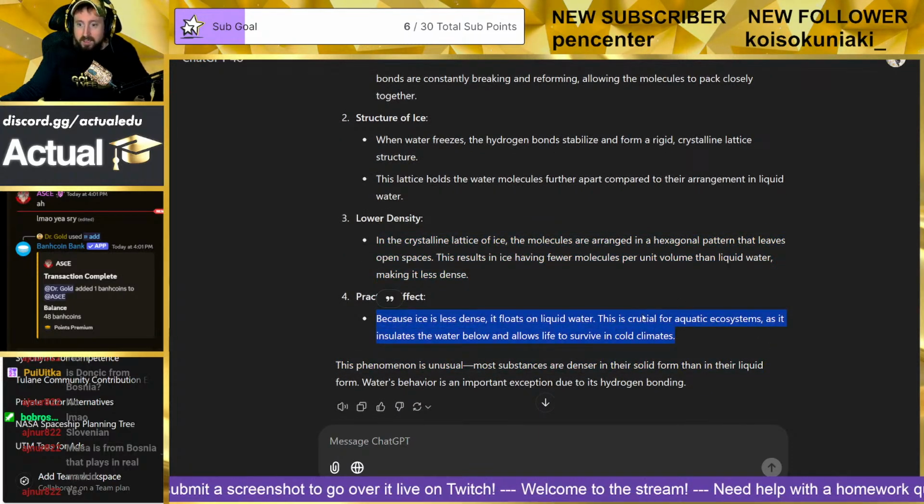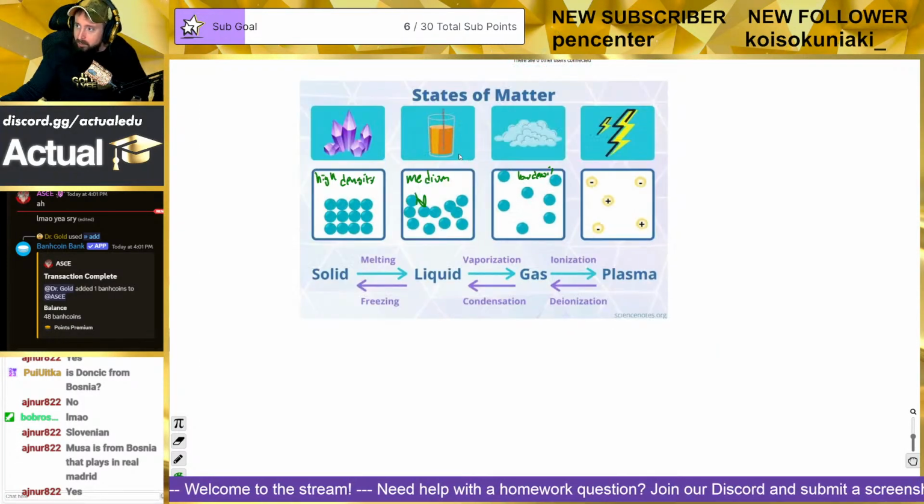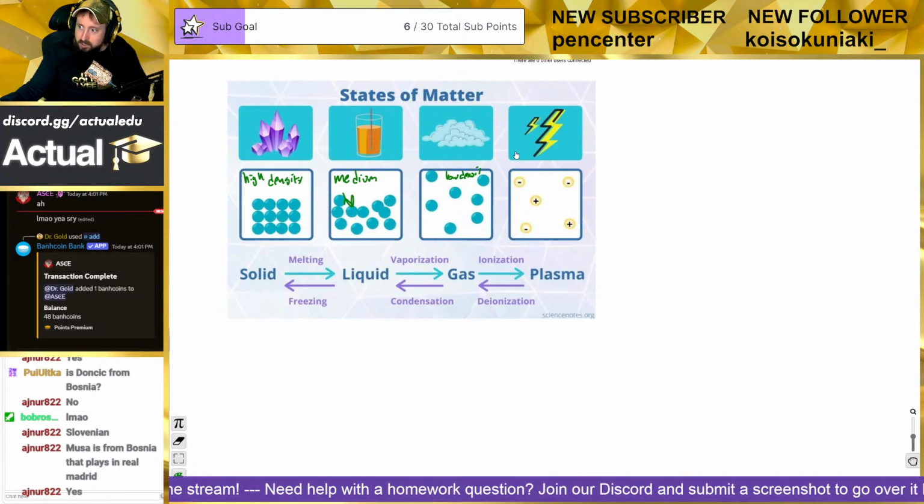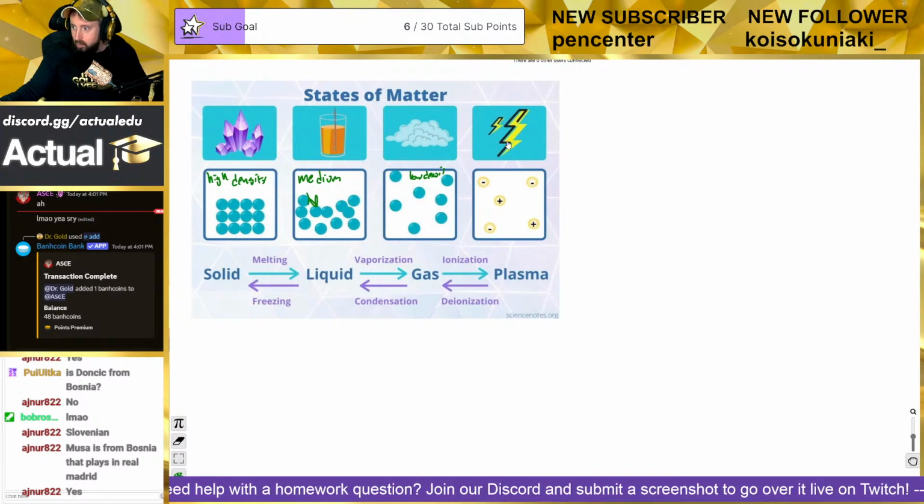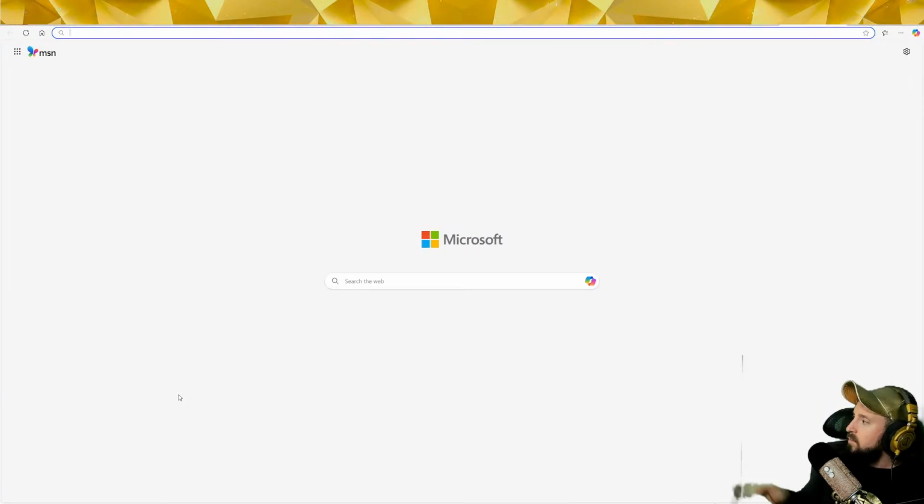And then, yeah, the practical effect. It's very good. If solid water, if ice sank, we would be pretty screwed. Or at least all aquatic life would be, which, if you believe in evolution, we came from aquatic life at some point. What's actually really cool is that in the winter, if you've ever been in a cold place, Bosnia, for instance, is pretty cold, you'll notice that these lakes end up freezing. But what ends up happening is only the top layer freezes. The entire thing doesn't turn into a big chunk of ice.